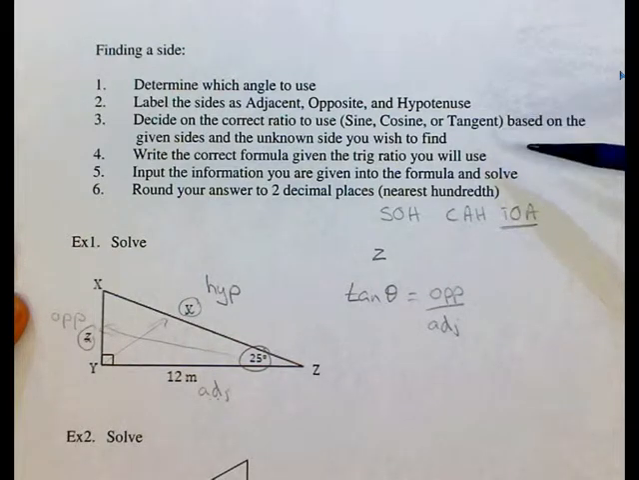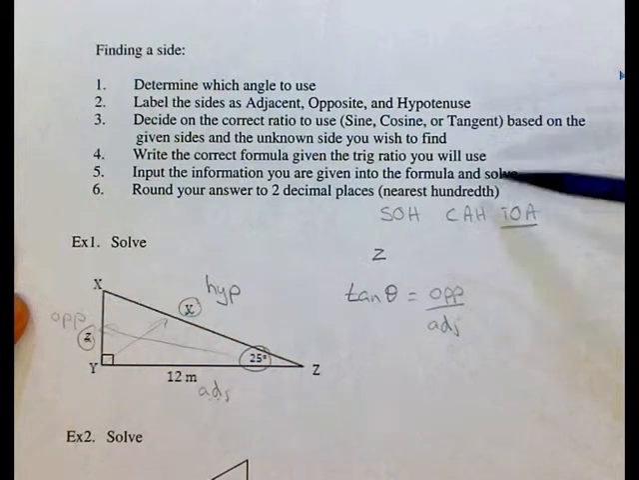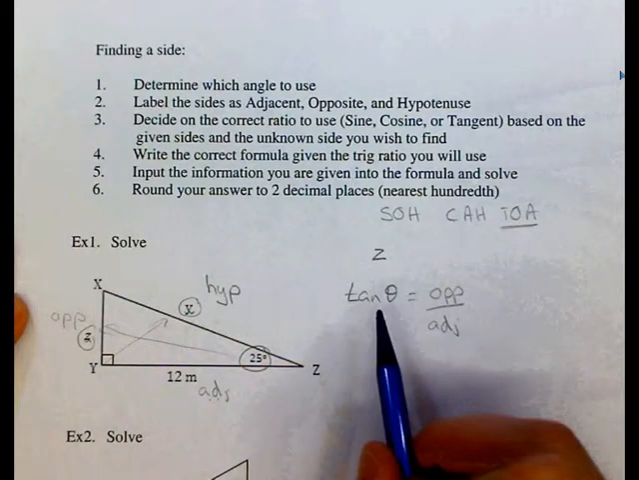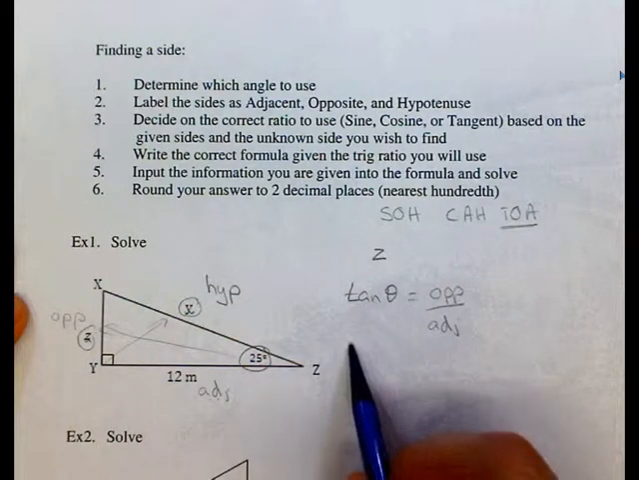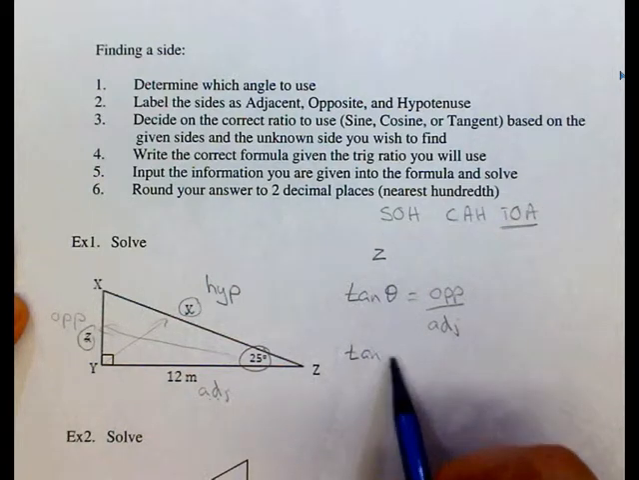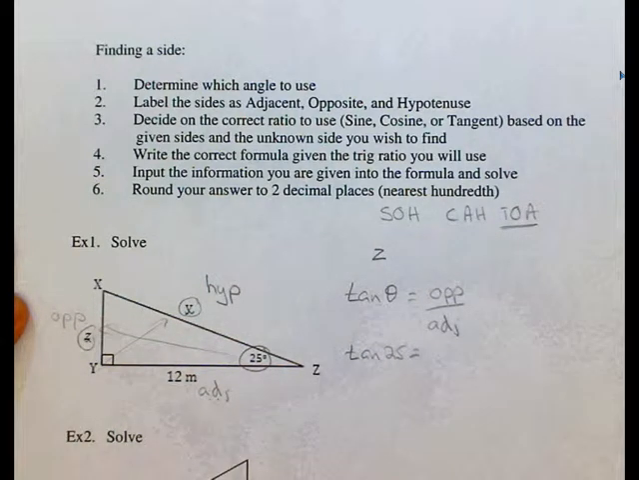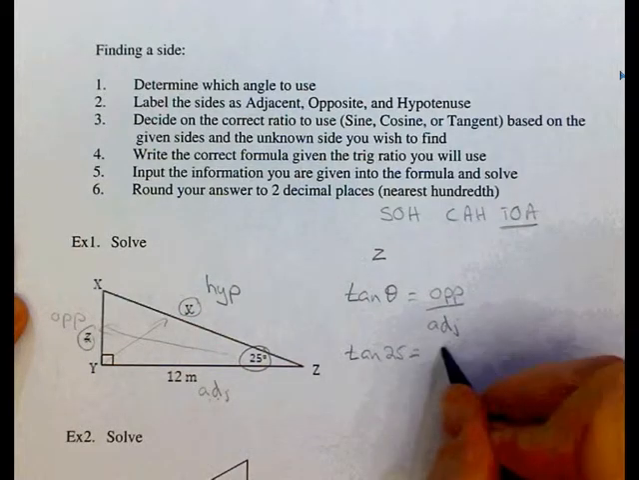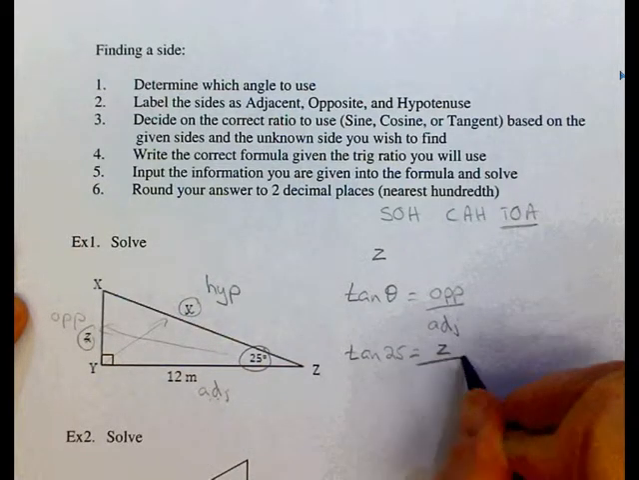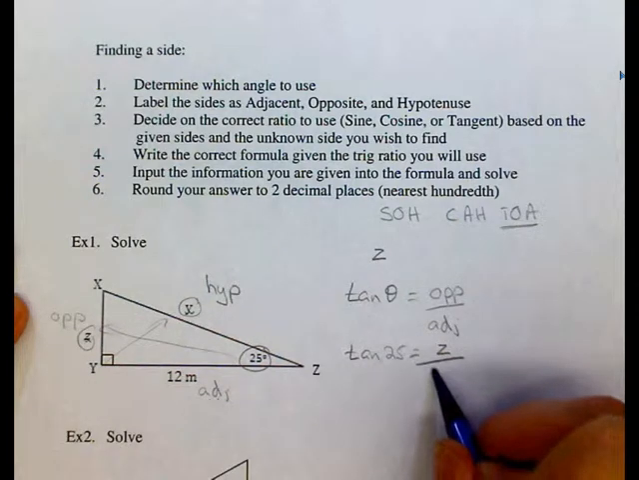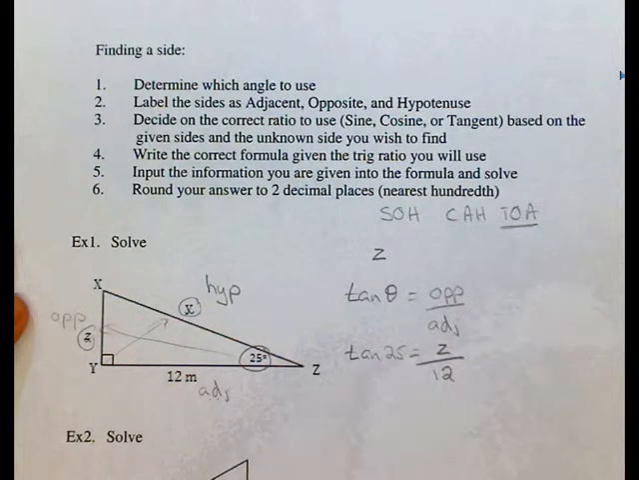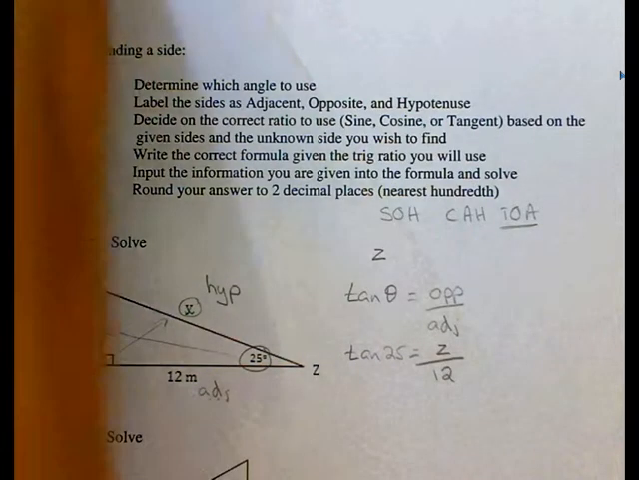So step 4 says write the correct formula. Done. Step 5, input my information. So my angle is 25. So tan of 25 equals my opposite. I don't know what it is, so I will keep it as z, over my adjacent, which is 12. At this point, we need to solve. Pull out our calculator.